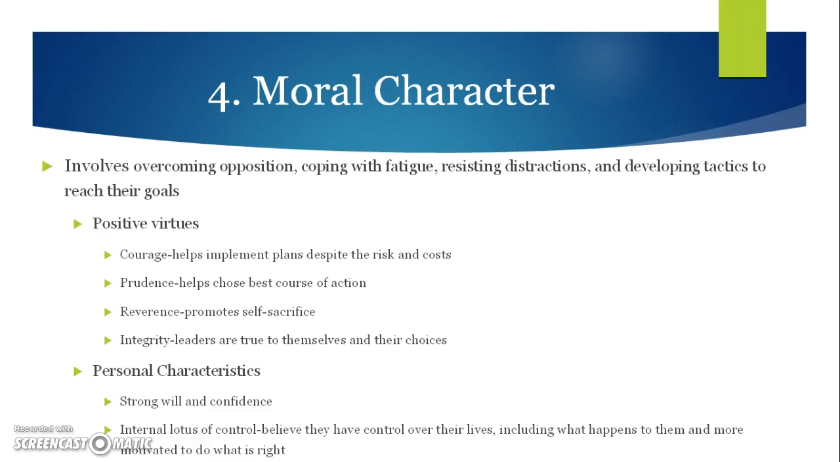Personal characteristics involve strong will and confidence, and an internal locus of control. People who follow this believe they have control over their lives, including what happens to them, and are more motivated to do what is right.